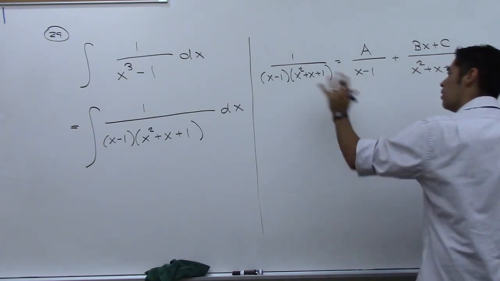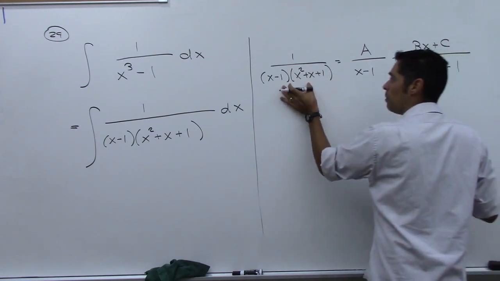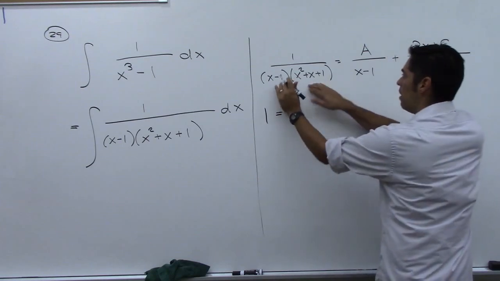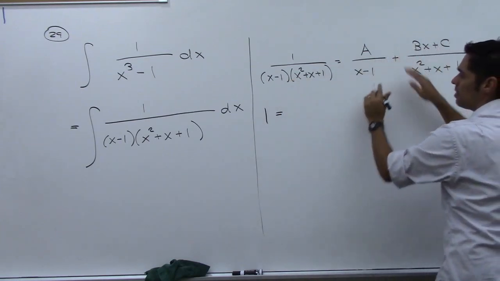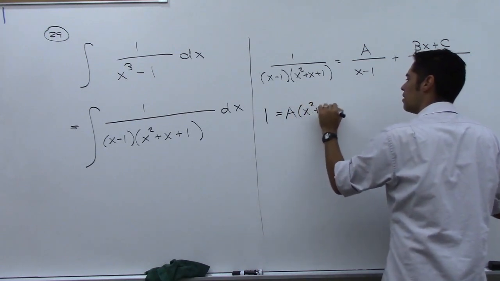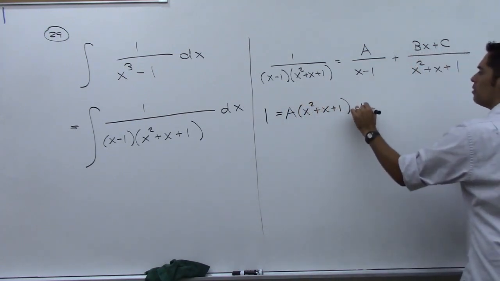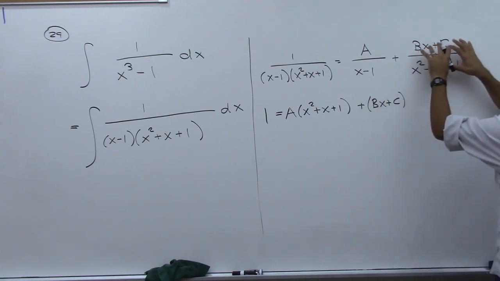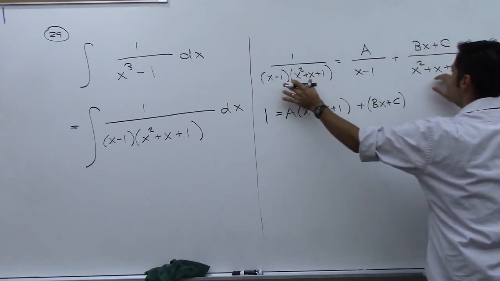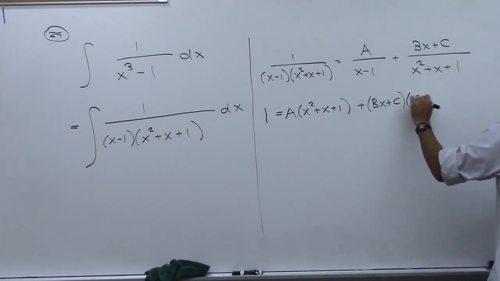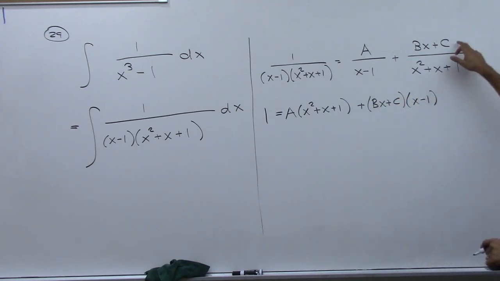All right, so we multiply both sides by the LCD. So we multiply this on this side, it goes away, I have a 1 equals, we multiply this times this, the x minus 1's cancel. I'm left with A times x squared plus x plus 1. I multiply this by this, and the x squared plus x plus 1's cancel, and I'm left with the x minus 1. But that x minus 1 must multiply times this, which is why I have it in parentheses.